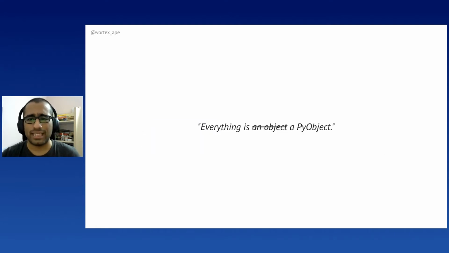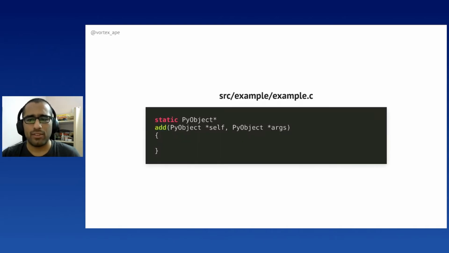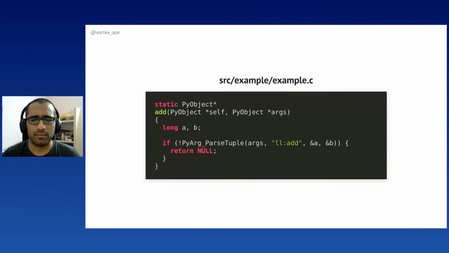Since all Python objects are treated the same way by Python, the programming language, they're also represented by a single C type by CPython, the reference implementation. In CPython, everything is a PyObject. This is what a C function to implement an add Python callable looks like. It takes in a pointer to the self PyObject and a pointer to the args PyObject, which will contain all the arguments that we pass to this function. We then define two long integers a and b, and since we'll get all the args that we pass into this function in the args PyObject, we can use the PyArg_ParseTuple function to parse those parameters into individual variables.